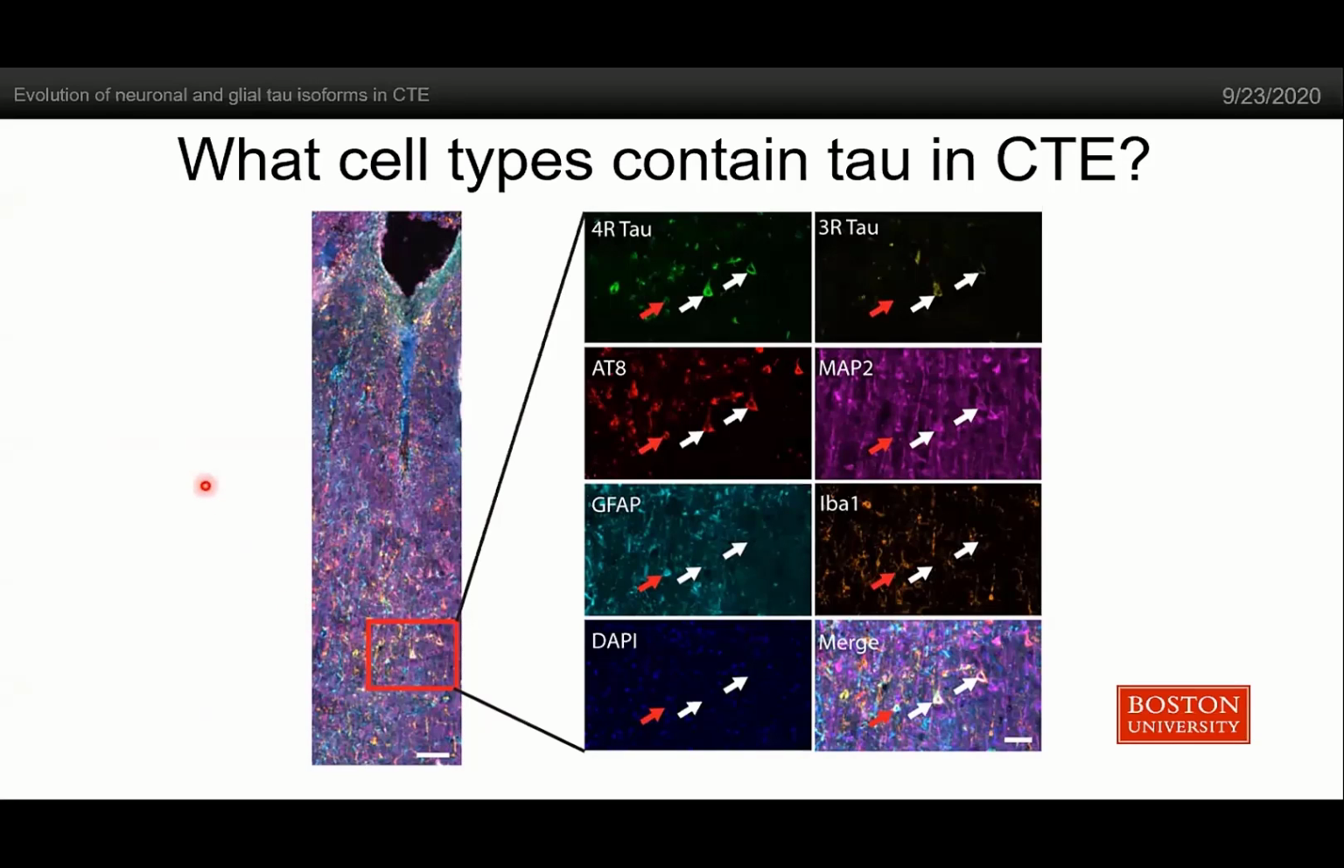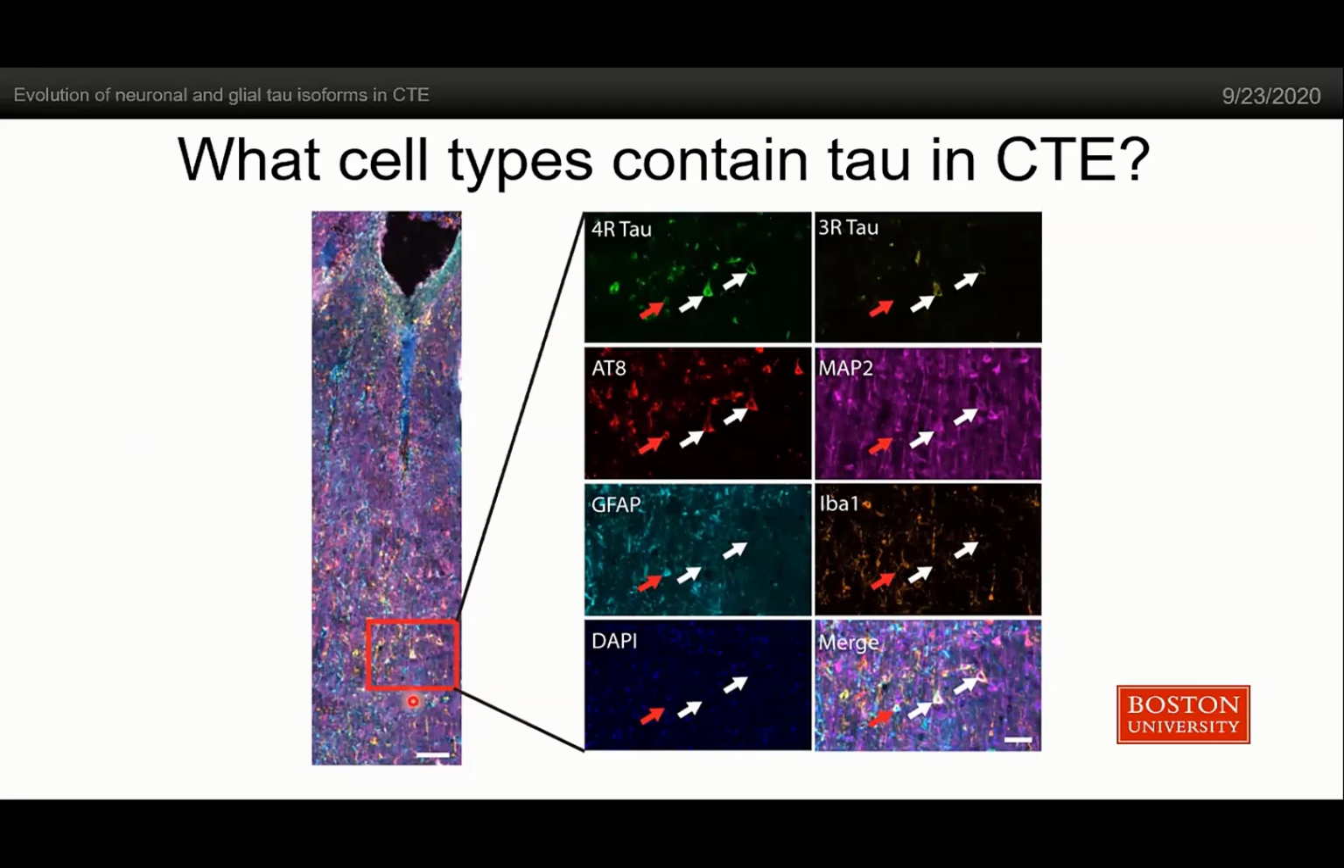So this is a very shrunken down version of a whole IF slide that we did, again using the Opal system and Vectra Polaris to spectrally unmix this image. And what we end up doing is our 4R tau stain, our 3R tau stain, and our overall tau stain, coupled with MAP2, which is a stain for neurons, GFAP, which is a stain for astrocytes, IBA1, which is a stain for microglia, and DAPI, which is just going to be our nuclear stain.